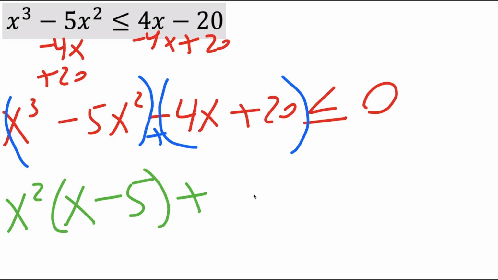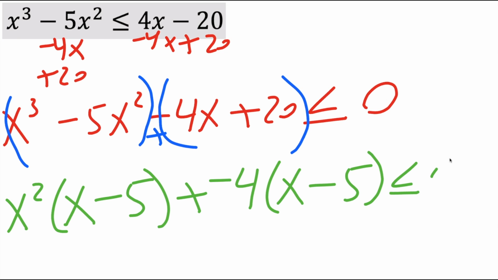Negative 4x plus 20. So we see what's common between the two. We could take out a negative 4. Negative 4 times what gives you negative 4x? X. Negative 4 times what gives you 20? Negative 5. Is less than or equal to 0.